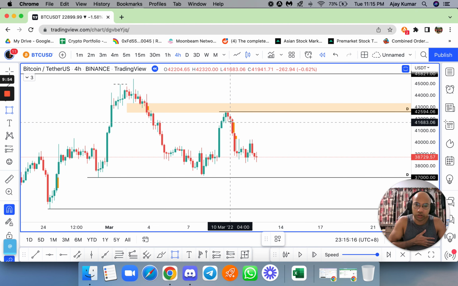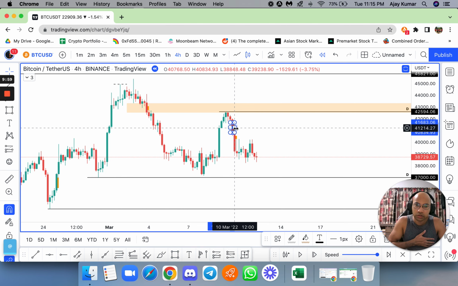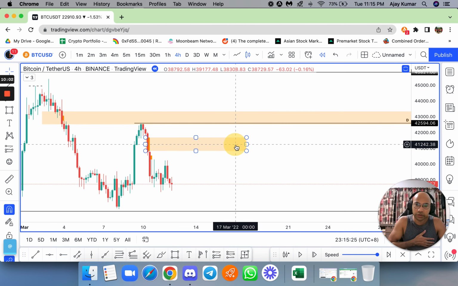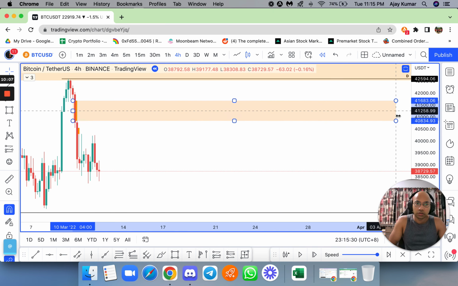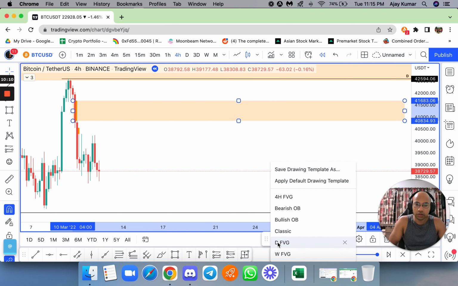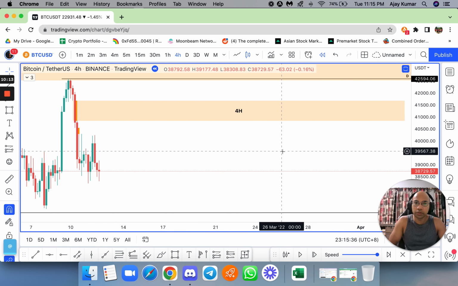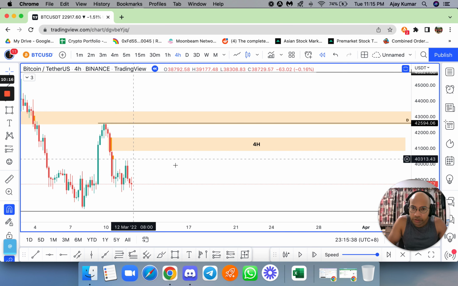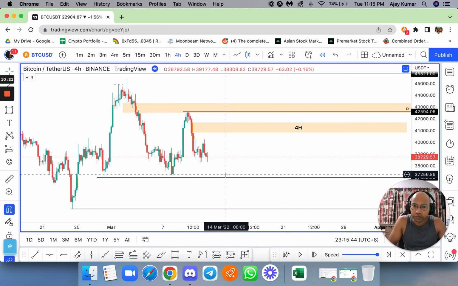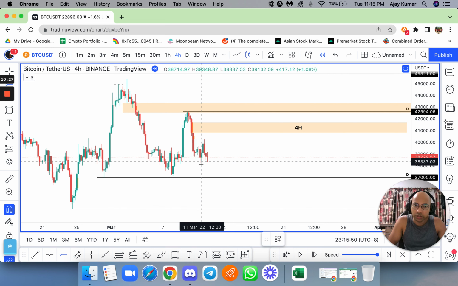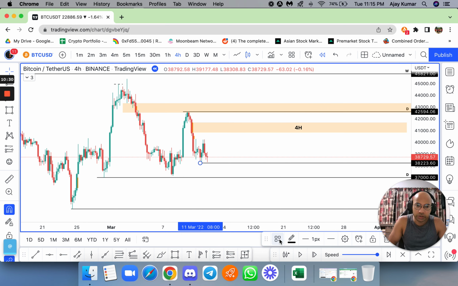Let's mark out the fair value gap. This is the 4-hour fair value gap. There's another fair value gap here, too small. I'm not going to mark it out. Any pivots here? There's pivots here. Okay, I'll just mark it out. But there will definitely be liquidity below it.